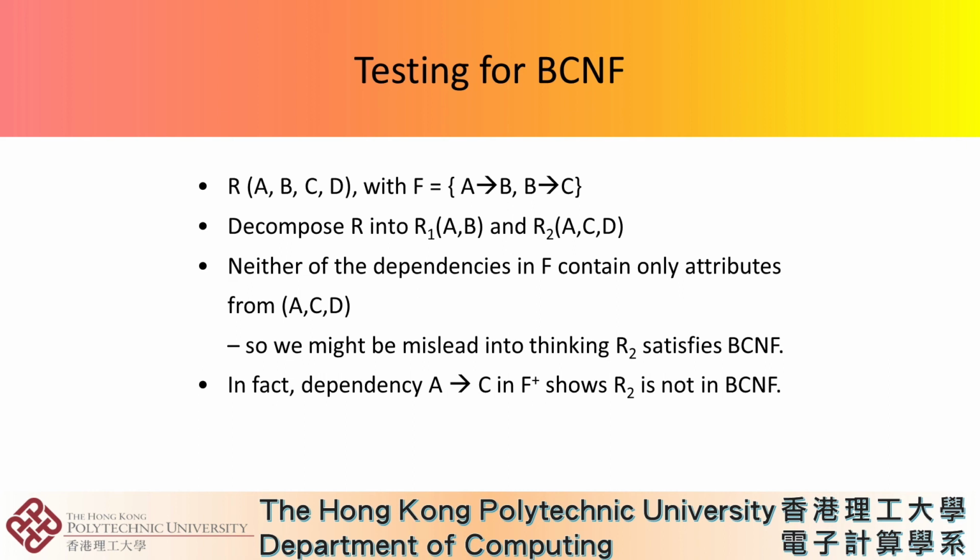In a relation schema R, A, B, C, D are the attributes of R. With functional dependencies A functionally determines B, and B functionally determines C, decompose R into R1 containing A and B, and R2 containing A, C, and D. Neither of the dependencies in F contain only attributes from A, C, D, so we might be misled into thinking R2 satisfies BCNF. In fact, dependency A functionally determines C is in F plus, so R2 is not in BCNF.